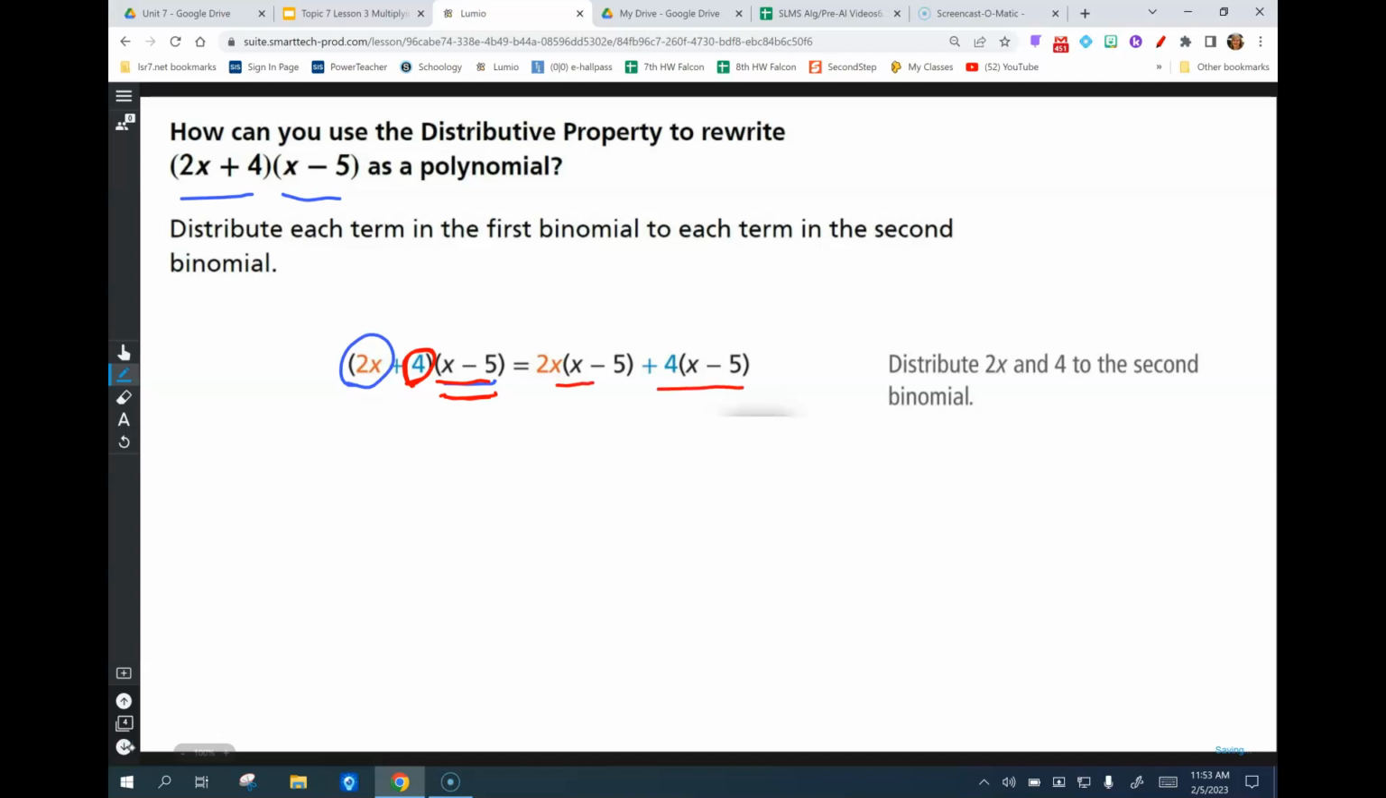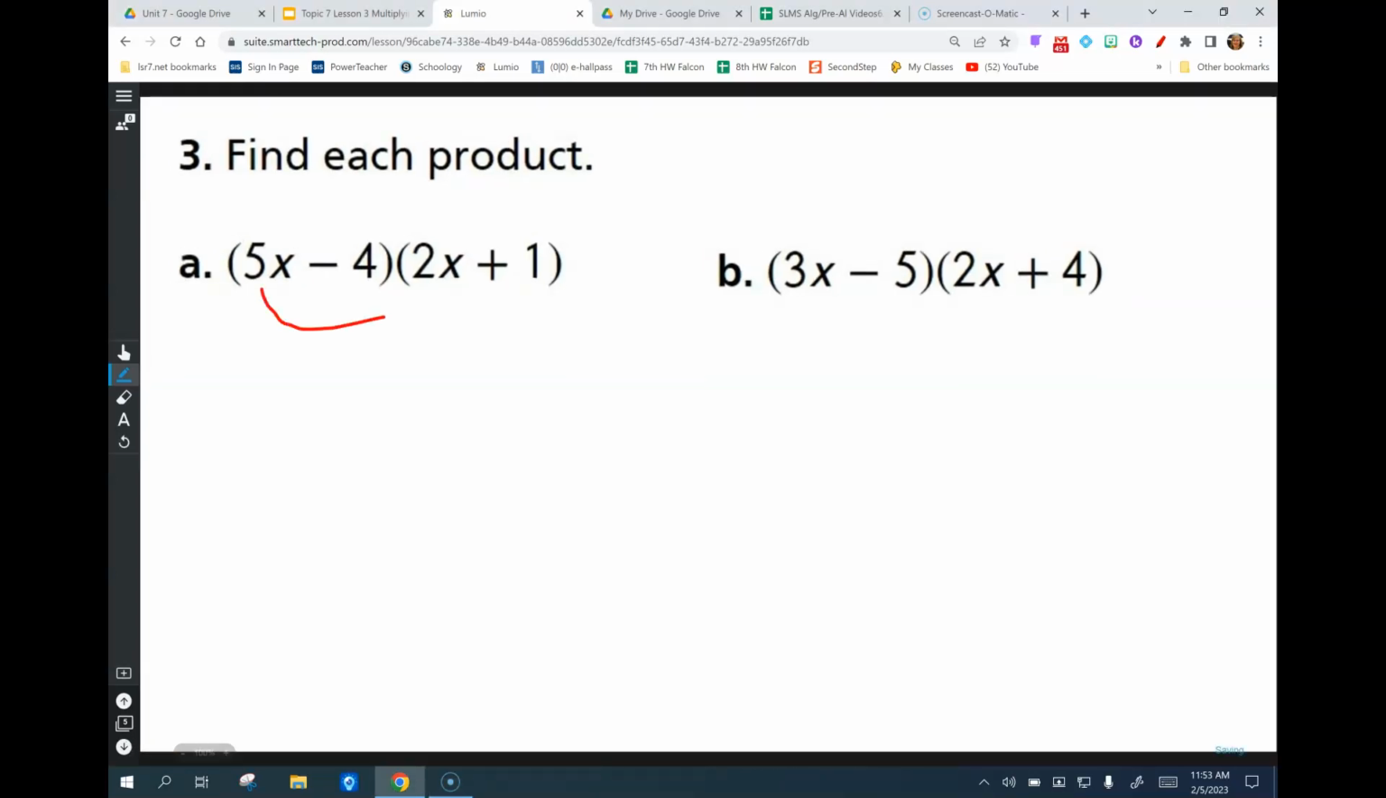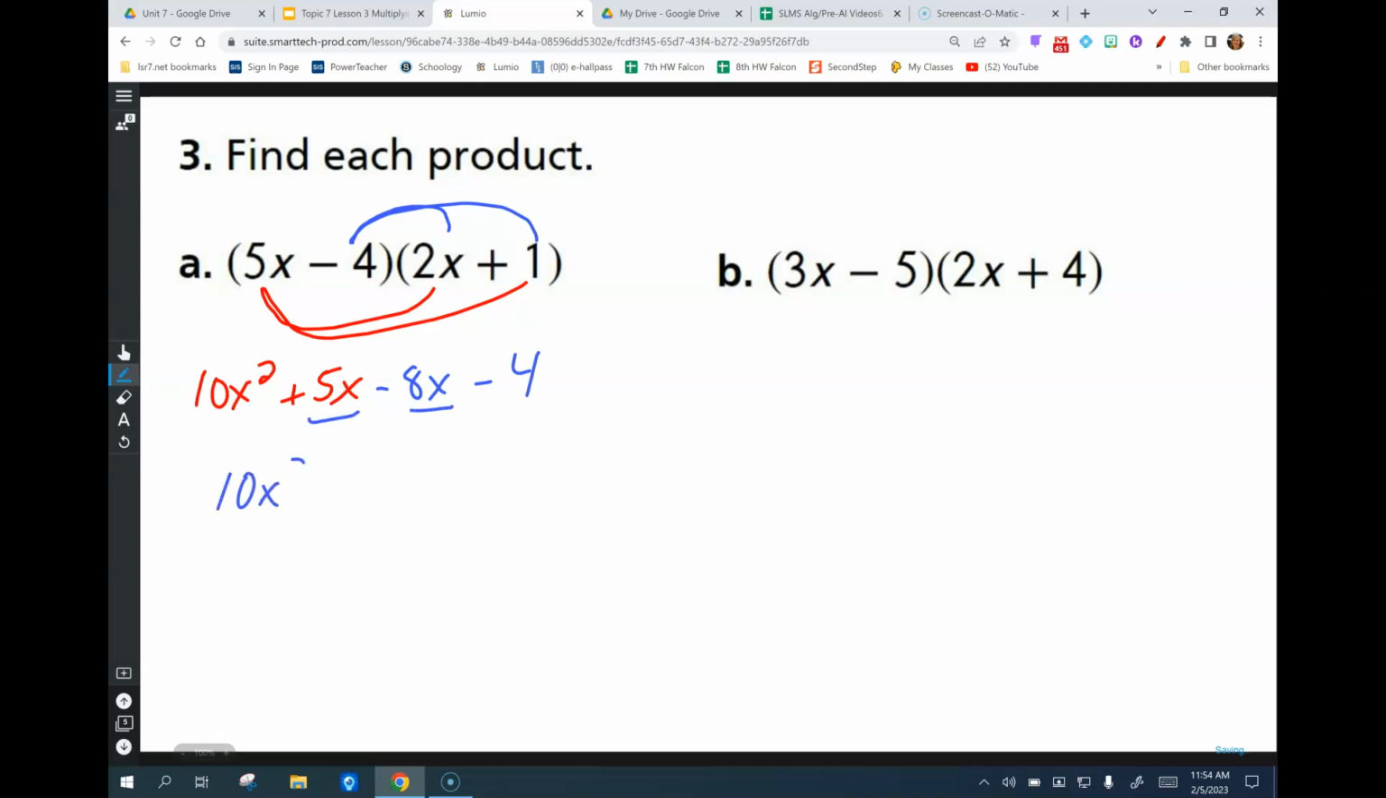And it might be helpful just for your brain to see it that way. So now we have seen 2 other ways that we can multiply this. I'm going to show you the way I do it. I start off with one term and I multiply 5x times 2x, 10x squared, 5x times 1, and I get 5x. Then I do negative 4 times 2x, negative 8x, and negative 4 times 1, which is a negative 4. Combining like terms in the middle, I get a 10x squared minus 3x minus 4.